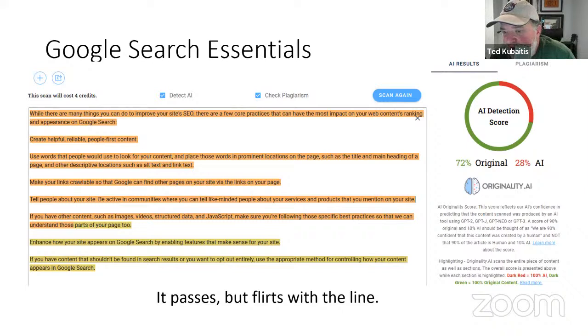So about AI, it seems that the content should be unique.